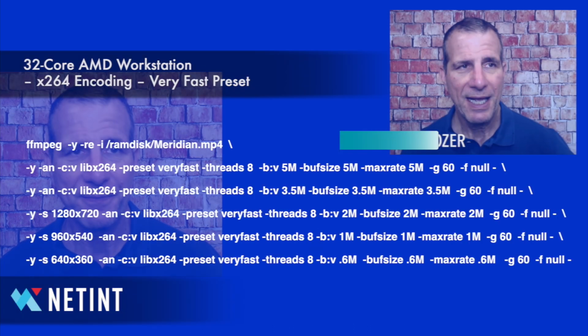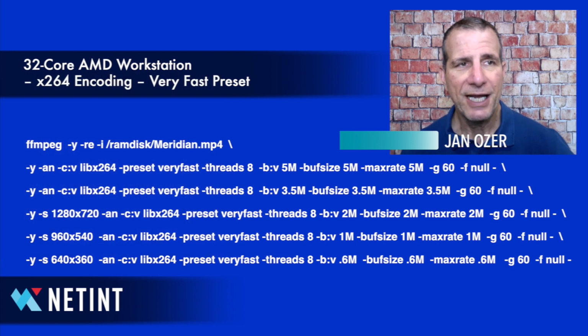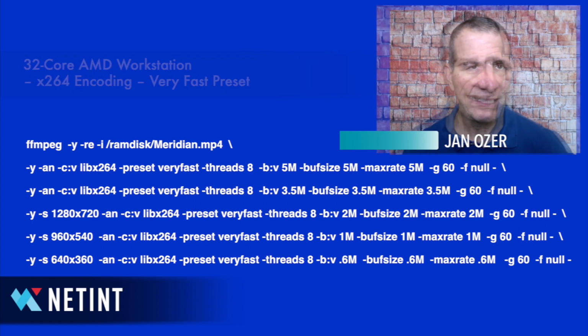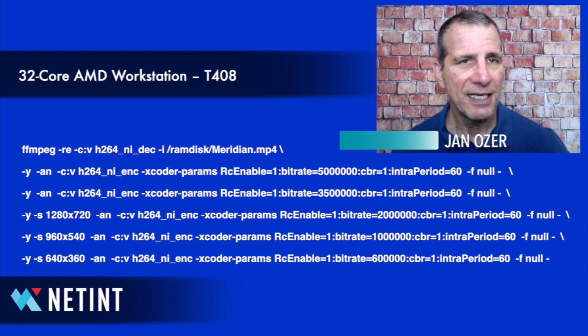And here's the encoding string we'll use for the x264 encoding. We see we're retrieving from a RAM disk, delivering to a RAM disk, with the very fast preset, a 2-second GOP size, and basic CBR encoding for all 5 rungs. And then here is the command string for the T408 encoding, again retrieving from a RAM drive, storing into a RAM drive, with 2-second GOPs and CBR-based encoding.